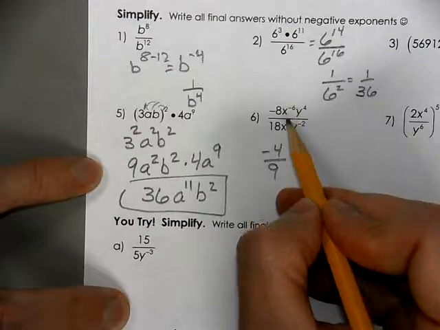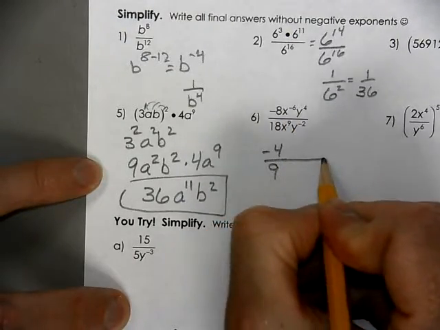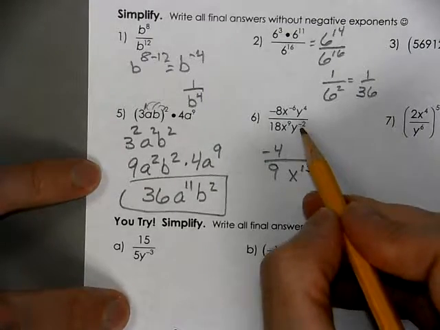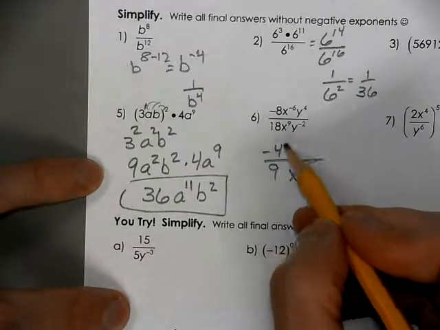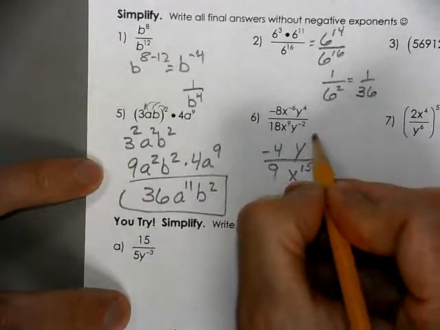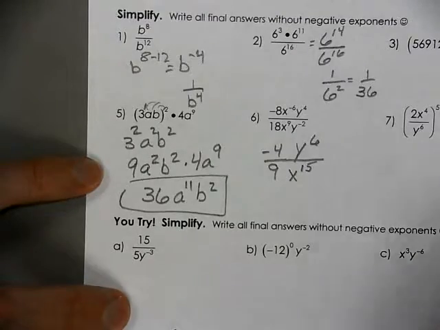A negative exponent means it's going to come down to the bottom. So you're going to have x to the 15th power. The negative exponent on the bottom belongs on the top. So 2 more are going to move to the top. So you have y to the 6th.